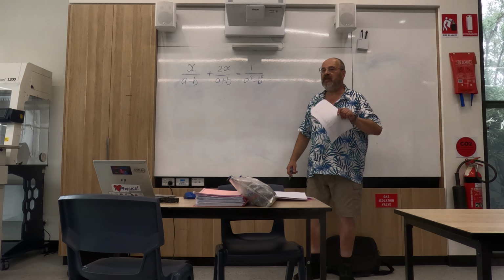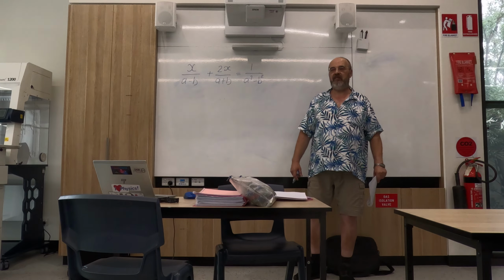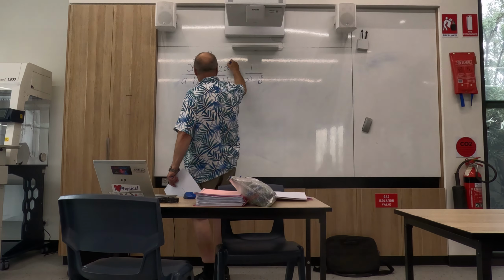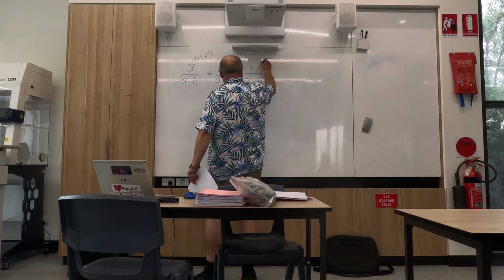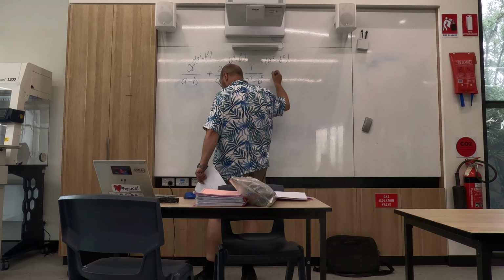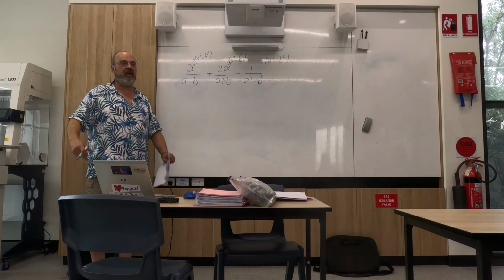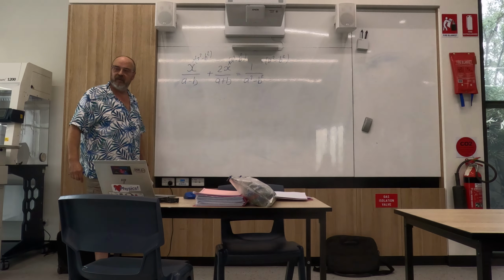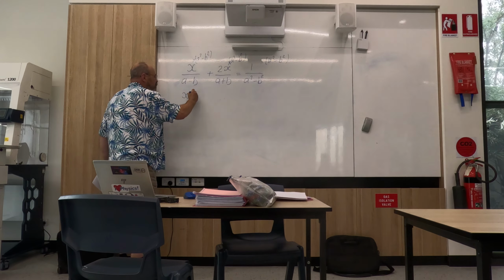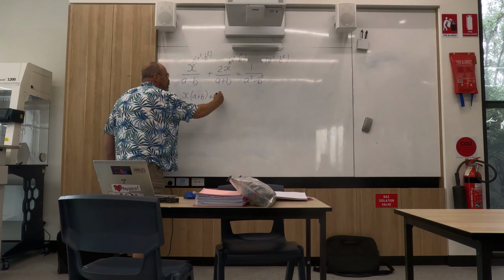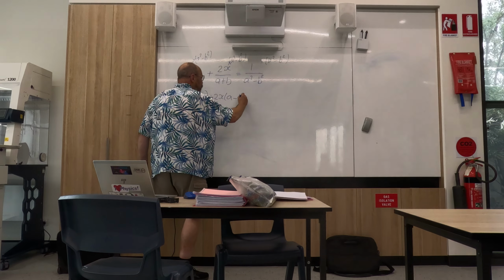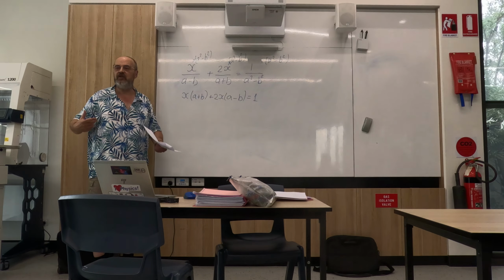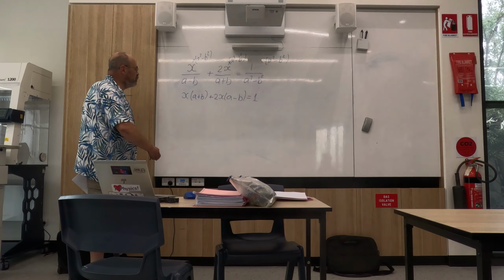And when we find the common denominator, we multiply everything by the common denominator. So we multiply this by a squared minus b squared, this by a squared minus b squared, and this by a squared minus b squared. As a result, we get rid of the fractions in one step. Because a squared minus b squared divided by a minus b will be a plus b, so we have x times a plus b plus 2x times a minus b equals 1. So now we have a very straightforward, simple equation.